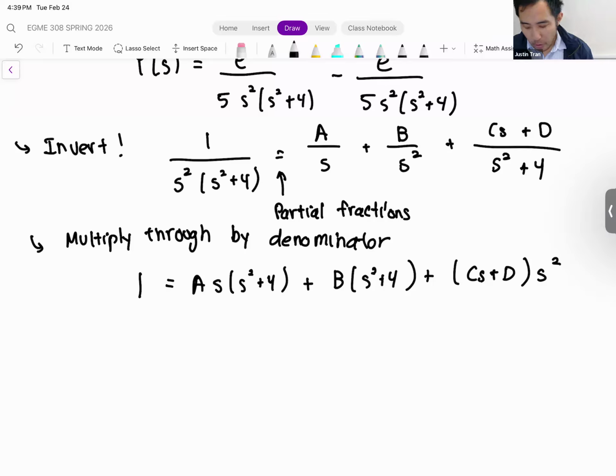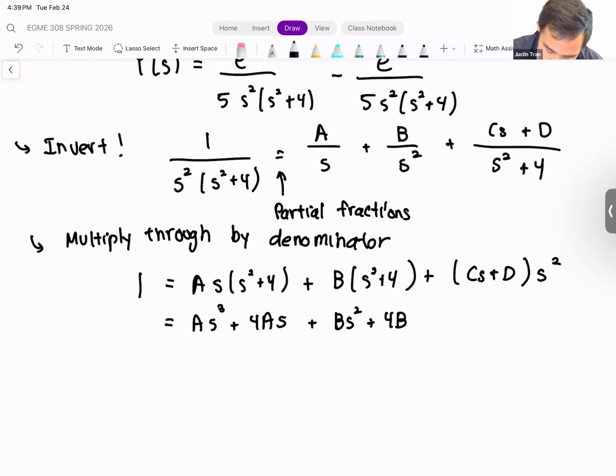Of course, our goal here is to solve for A, B, C, and D, so let's go ahead and do that. Remember, the way we do this is that we distribute all of the terms on the right-hand side, and we group like terms together according to the powers of s. So on the right-hand side, let's distribute everything first. We have A s cubed plus 4As plus Bs squared plus 4B plus Cs cubed plus Ds squared.